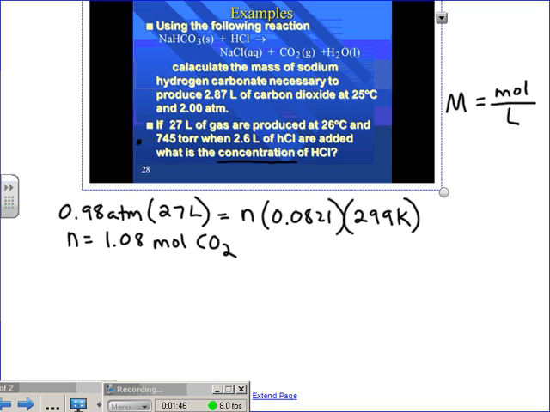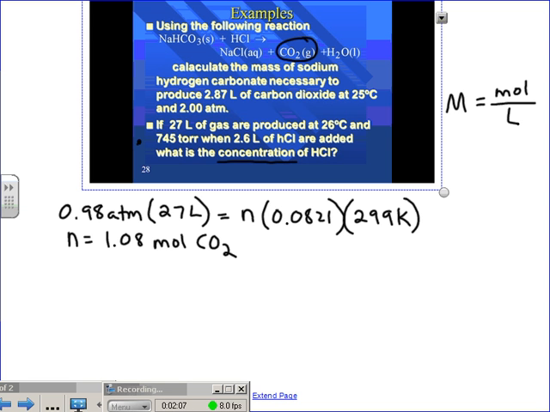Okay, because they're saying if 27 liters of gas are produced. Well, the only gas that's produced in this reaction is up here, it's CO2. So that's what they're referring to in this problem. Now this is not what we're solving for. We're not solving for moles of CO2. We eventually want to find the concentration of HCl. So we're getting closer, but we're not there yet.